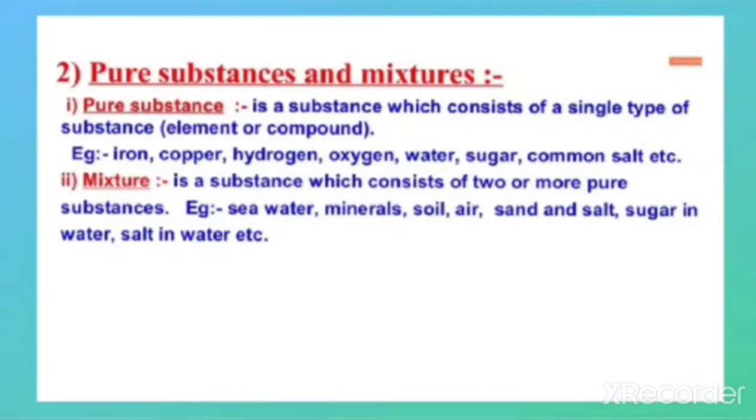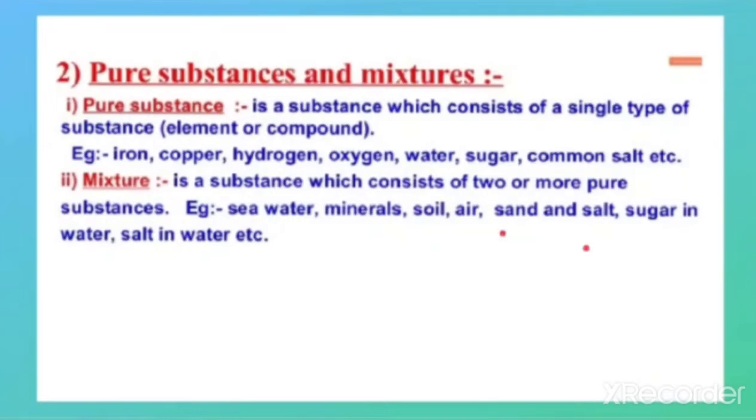And what is the definition of a mixture? A mixture is a substance which consists of two or more pure substances, that is, having two or more types of particles. An example is seawater, because seawater not only has water particles, but also different types of salt particles present in it, even dust particles, etc. Minerals, soil, air. Air is a mixture of different types of gases, because in the air different gases are there, like hydrogen, oxygen, nitrogen, carbon dioxide, etc. So air is also an example of a mixture.